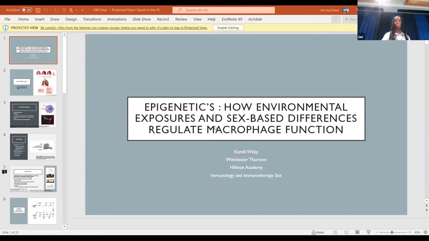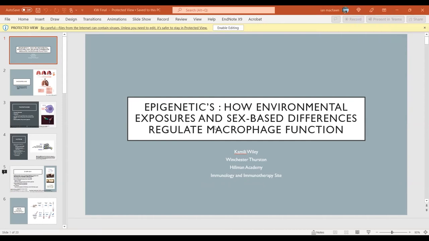So one of my favorite parts, the bone marrow extraction. It's basically when you cut off the leg of the mouse. You take the femur, specifically the tibia, but we work with the femur specifically.